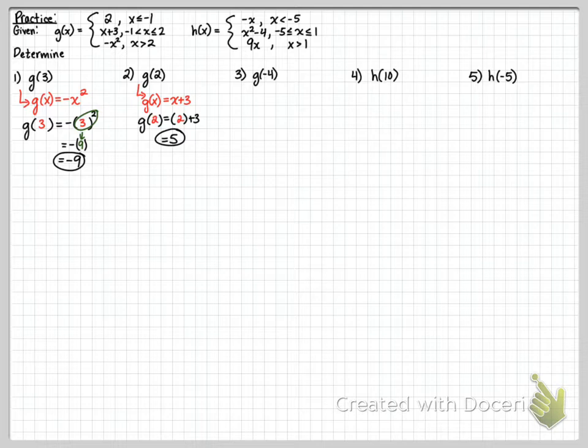Now g of negative 4. Negative 4 lands less than or equal to negative 1. Negative 4 is less than 1.